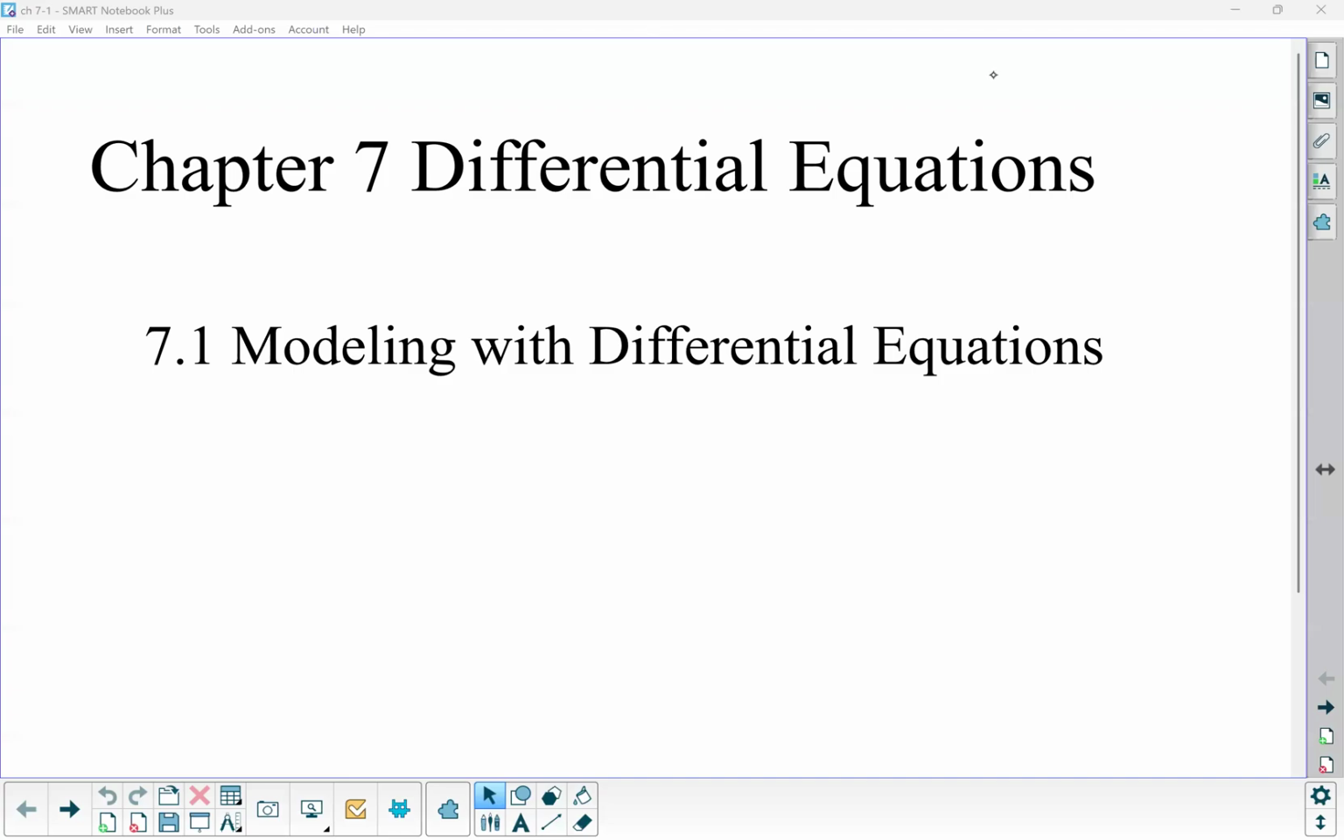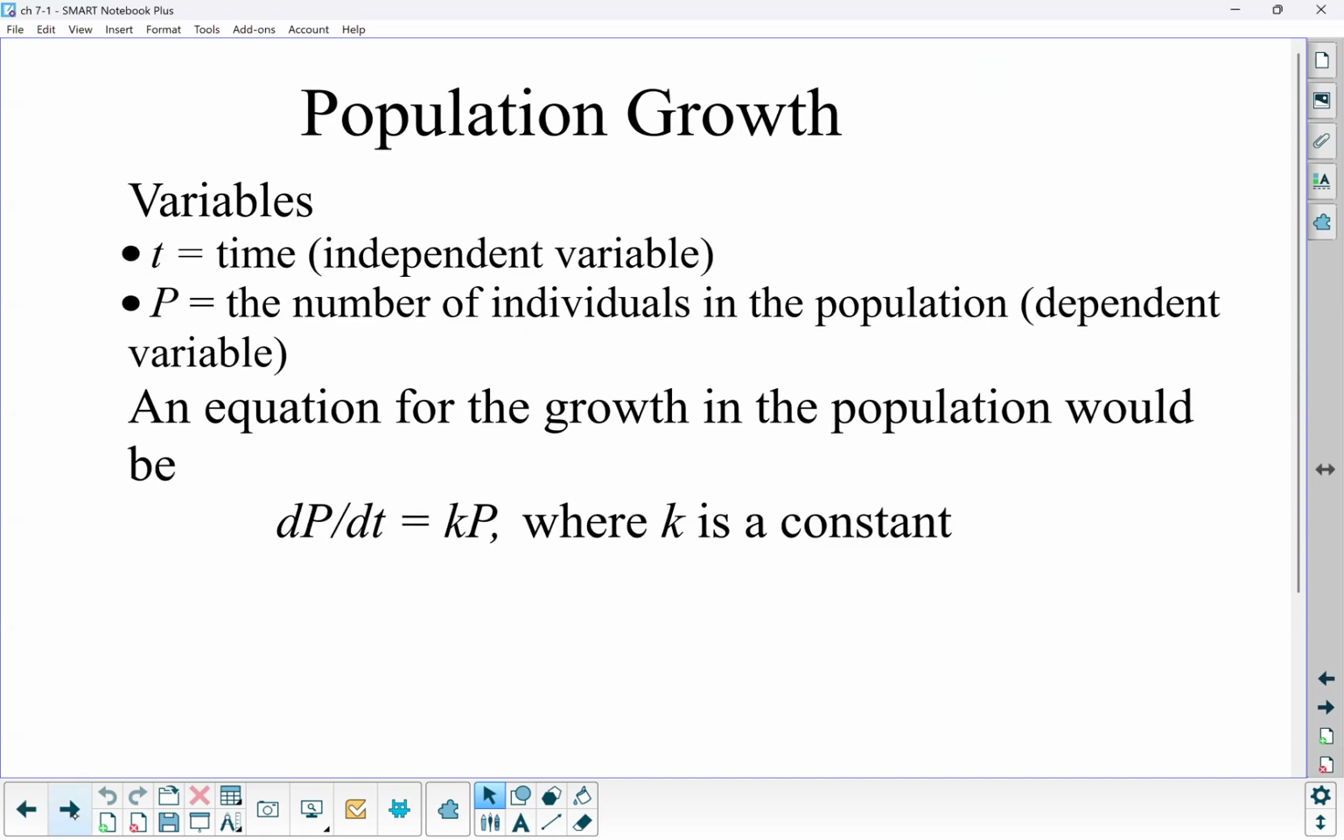All right, starting chapter 7 on differential equations. Today we're going to look specifically at modeling situations with differential equations. One situation that can be modeled with differential equations is population growth. Our equation would have a variable t for time, that would be our independent variable, and then p, the number of individuals in the population, which is our dependent variable.